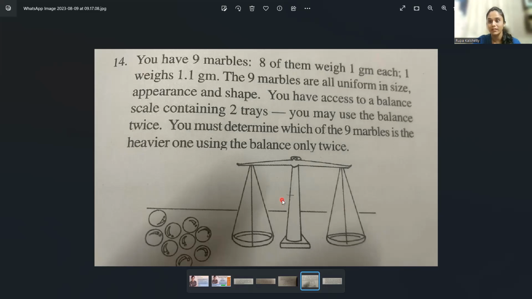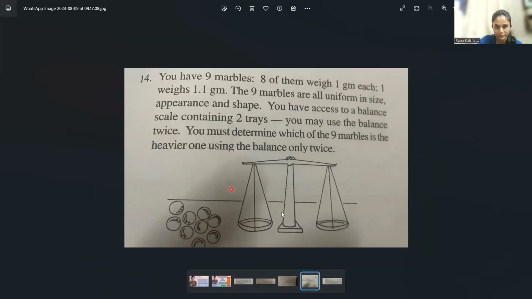All right, let's solve this then. So let's say that we have 9 marbles as they have shown in the picture here. Okay, and let's make a group of 3. So you have 1 group, 2 groups, and 3. Let's say that one of the groups is having this 1.1 gram marble, which is this. So our first attempt is to identify the grouping here.